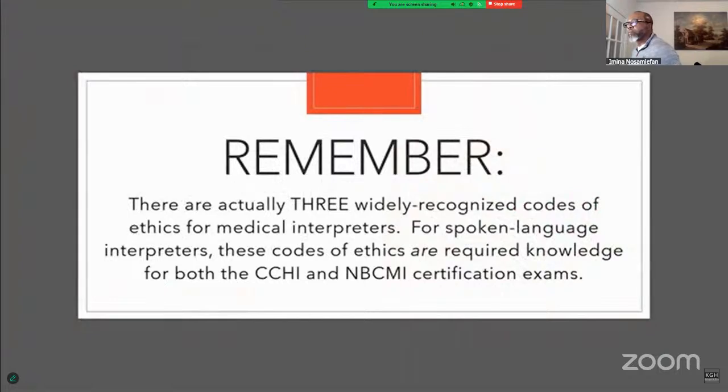So we need to remember that there are actually 3 widely recognized codes of ethics for medical interpreters. For spoken language interpreters, these codes of ethics are required knowledge for both the CCHI and NBCMI certification exams. So of course what I'm going to be talking about today has to do with certification by the major certifying bodies in the United States for medical and healthcare interpreters.